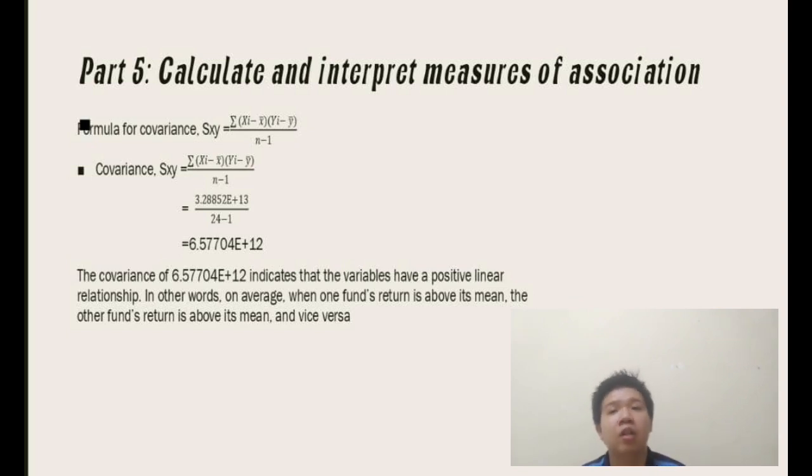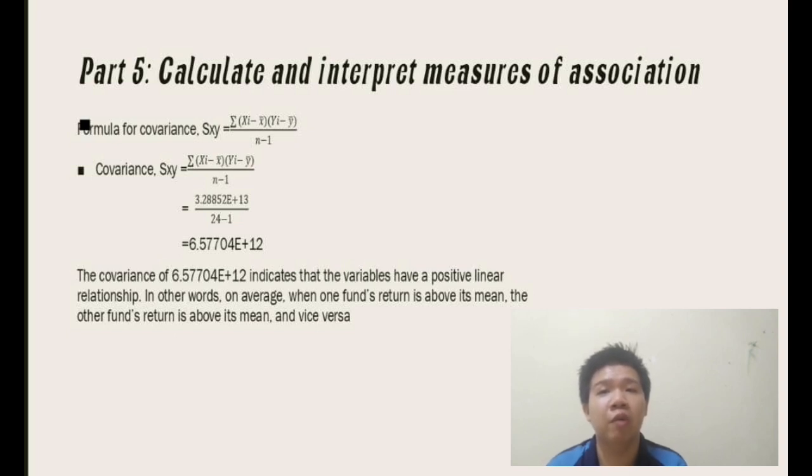I will present Part 5, calculate and interpret the association. To find the association, there are two steps, which are to find covariance and the correlation. The formula for the covariance is the sum of sample value for the domestic minus domestic mean, multiplied by sample value for the international minus international mean, divided by the sample size minus 1. First, we need to find the mean. So we put everything into the formula of covariance. Finally we find the covariance is 9.657704E+20, which indicates a positive linear relationship.